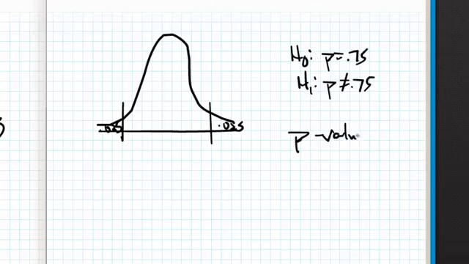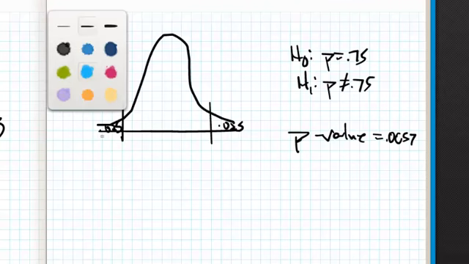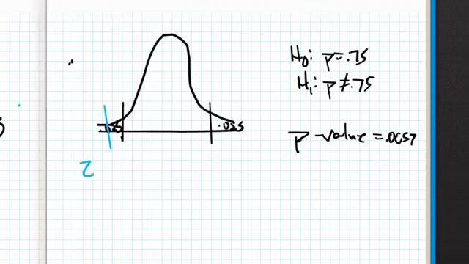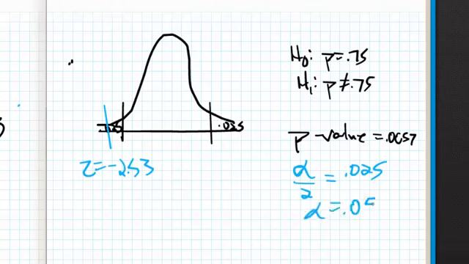Remember, this p-value is different from the critical value. It's actually a probability value. It's the probability that I get a value at least as big. It ended up being 0.0057, because when I did my test statistic, my z was negative 2.53. Now, remember that 0.025 came from alpha divided by 2, because alpha equaled 0.05. This happened because of this inequality right here, because it's not equal to.